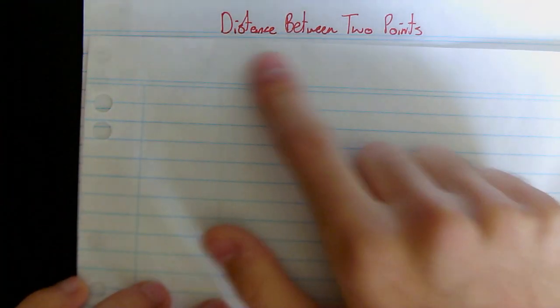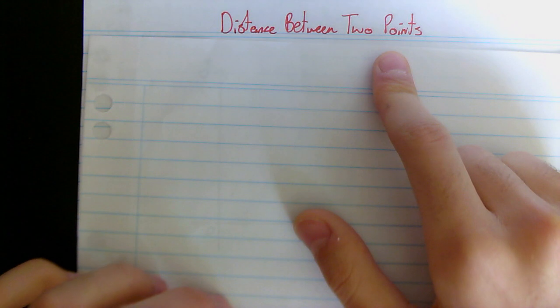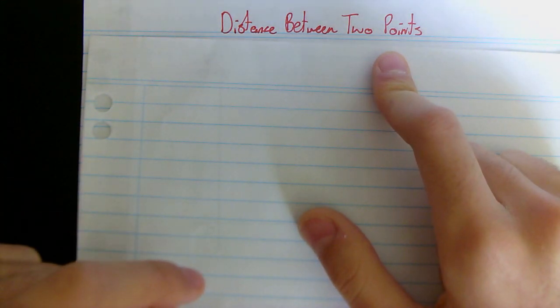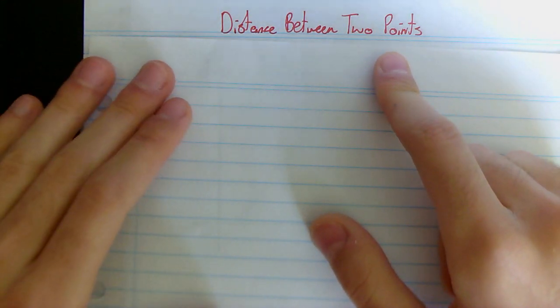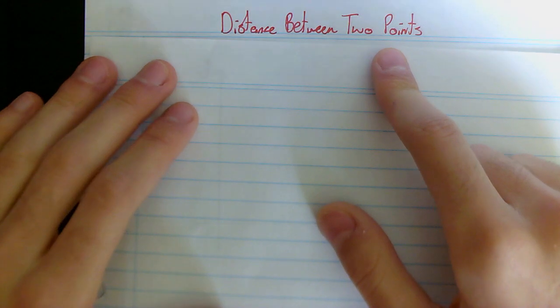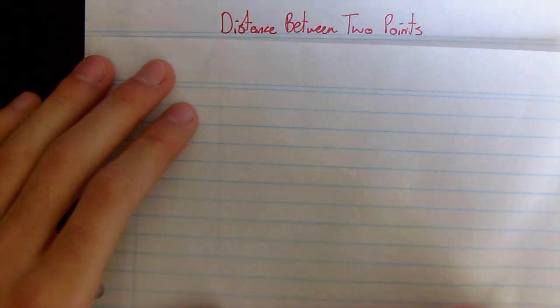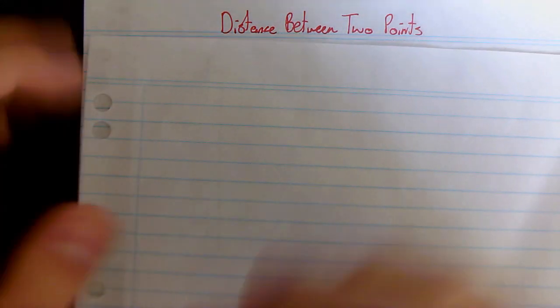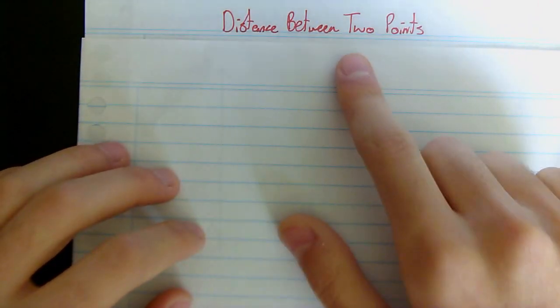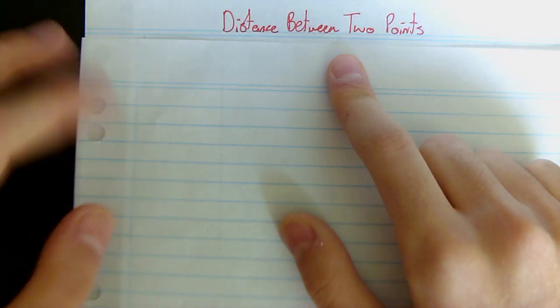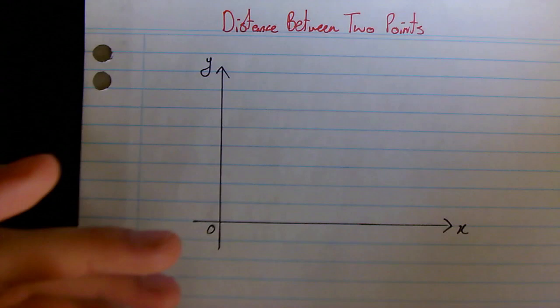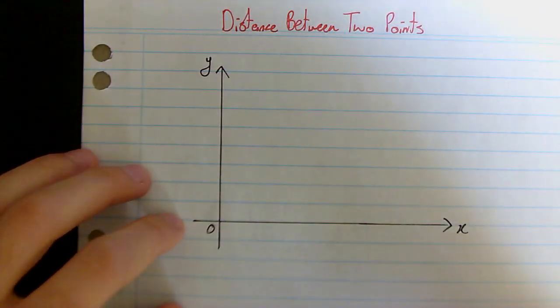Today we're going to be looking at the distance between 2 points. I'm going to look at how we actually derive the formula of the distance between 2 points and look at three various examples in different scenarios involving the formula. So let's begin with how we get the formula.